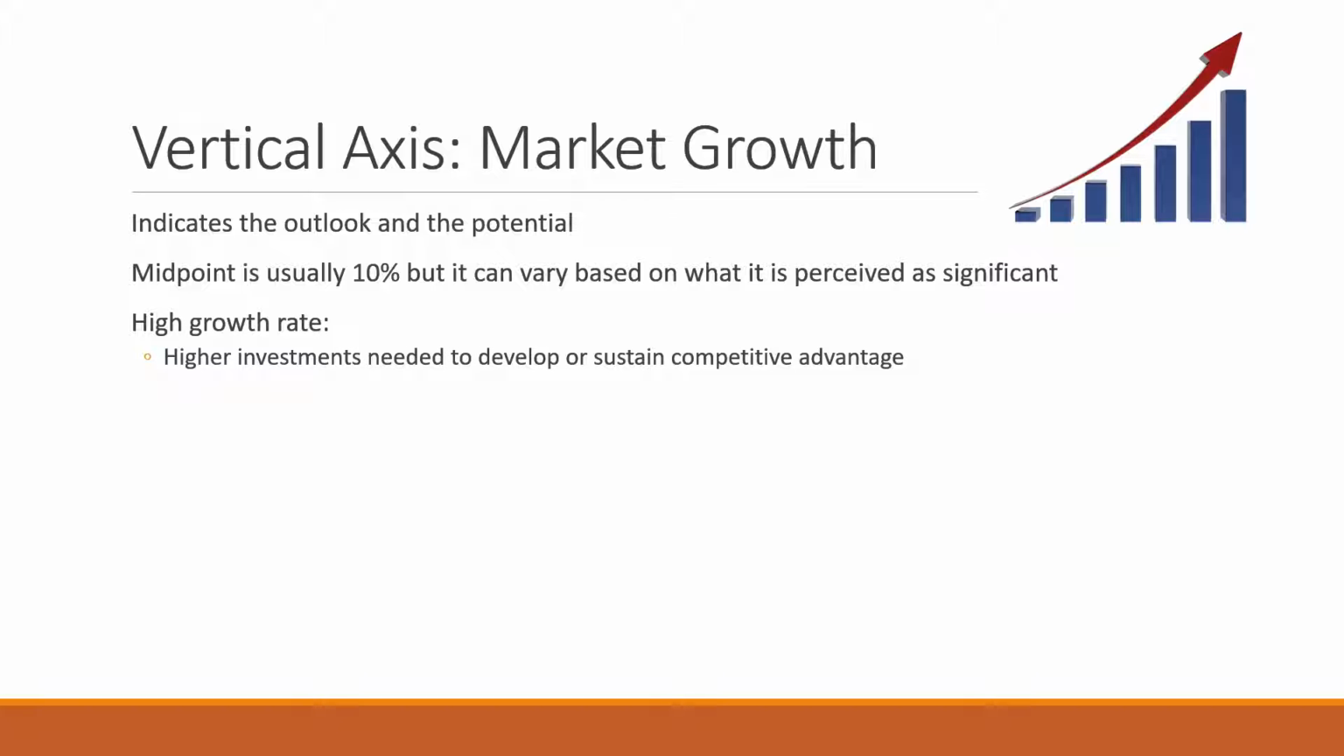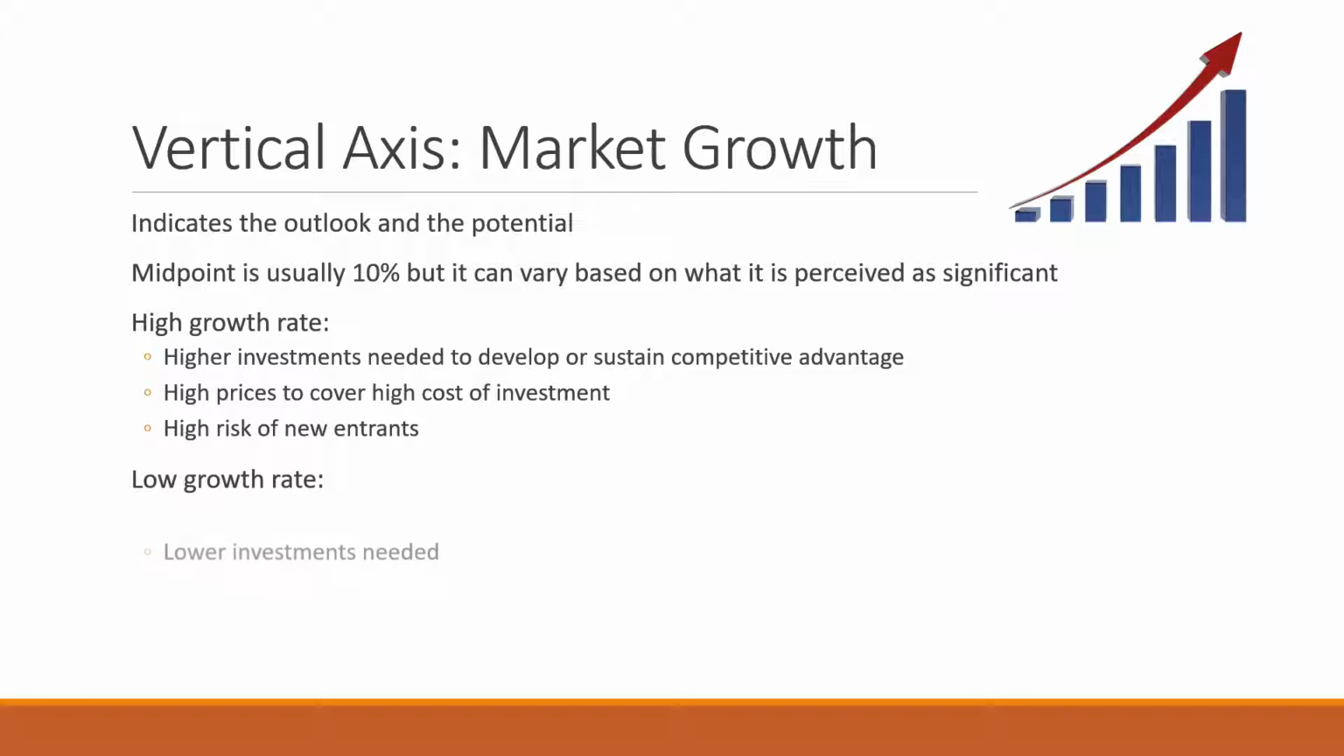In a high growth rate industry, the business unit will need to invest heavily in order to sustain or develop its competitive advantage. Because of the high level of investment, firms will need to charge higher prices in order to cover their high costs. At the same time, there will be a high risk of new entrants looking to capture market share due to the attractive growth rate. On the contrary, a low market growth rate means that a business unit will usually need less investment and prices will be lower in order to gain as much market share as possible. Additionally, the risk of new entrants will be low due to either high capital requirements or low attractiveness.